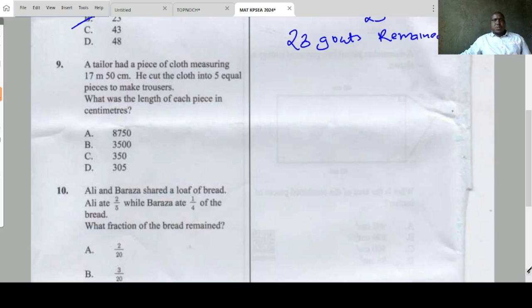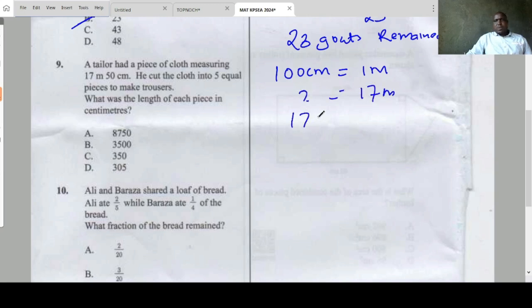A tailor had a piece of cloth measuring 17 meters 50 centimeters. He cut the cloth into 5 equal pieces to make trousers. What was the length of each piece in centimeters? Now understand that 100 centimeters is equal to 1 meter. Now 17 meters, we have how many centimeters? It will be 1700. So we add 50. So we have 1750 centimeters, we divide by 5.